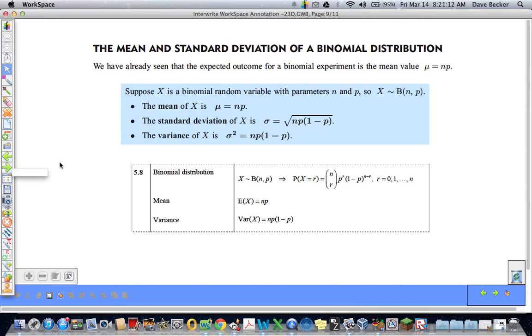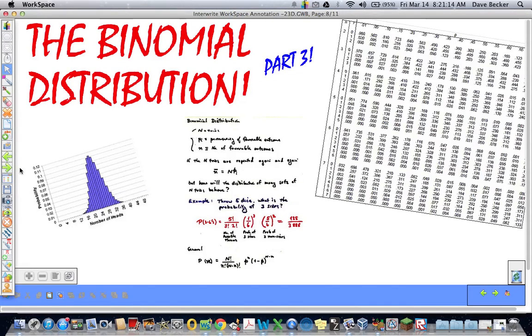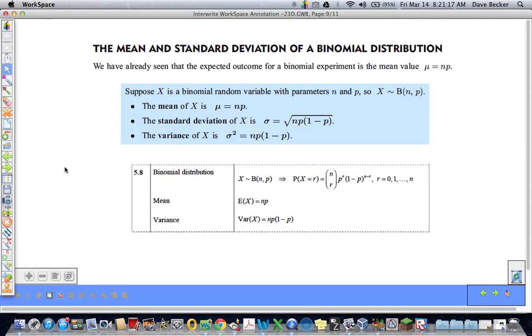Okay, last video, binomial distribution part 3. This is the easiest part. We need to be able to find the mean and standard deviation of a binomial distribution. And the formulas are very easy. The mean of the random variable x is represented by mu, which is equal to the number of trials times the probability. Standard deviation is the square root of np times 1 minus p.